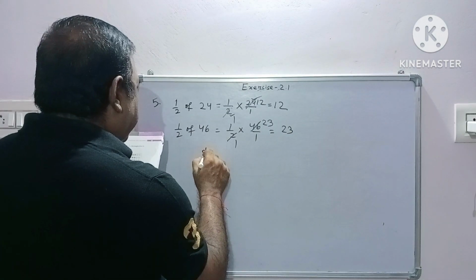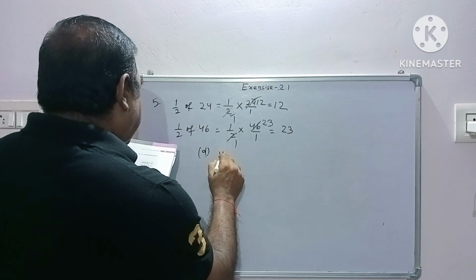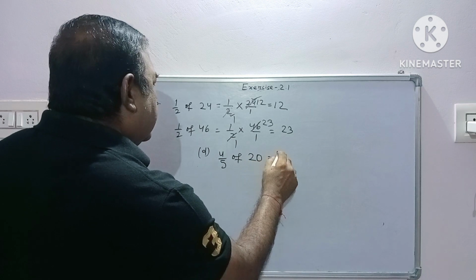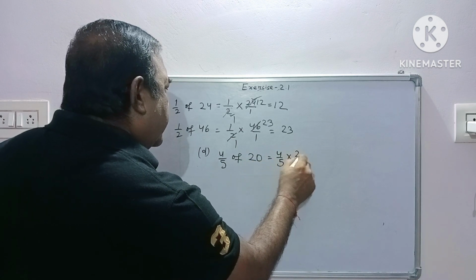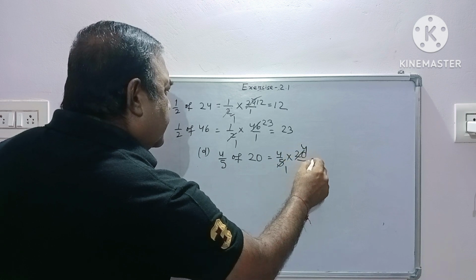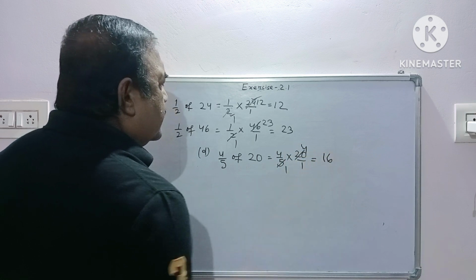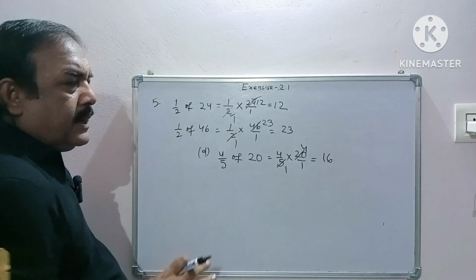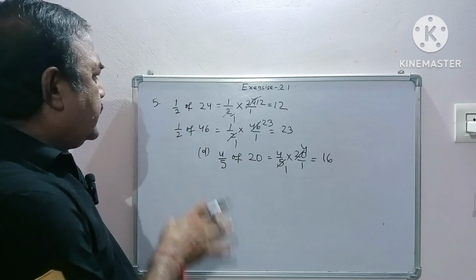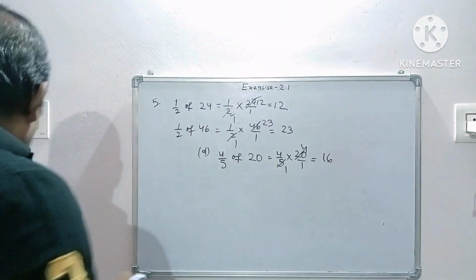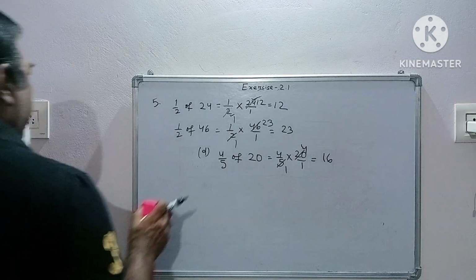So question number D, part D, 4 by 5 of 20. That is equal to 4 upon 5 into 20 means 20 upon 1. So 5 4s are 20, that is 16. So you may do like this. So question number 5 is completed. Just you follow this and you solve it. Okay? I erase it.